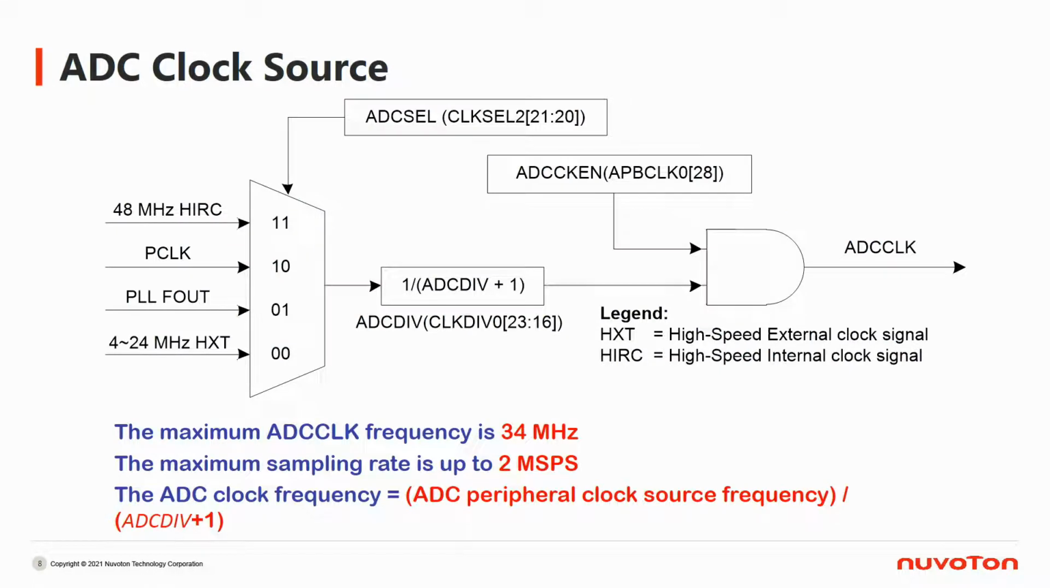Here is the clock source of ADC. The clock source of ADC could be either 48 MHz HIRC, PCLK, PLL fault, or 4 to 24 MHz HXT. You can choose the clock source by setting the ADC SEL register. After choosing the clock source, there is a frequency divider, ADC DIV, for you to set whether to lower down the frequency or not. Besides, you have to enable ADC clock by setting the ADC CKEN register. ADC clock will start to work after it is set and enabled.